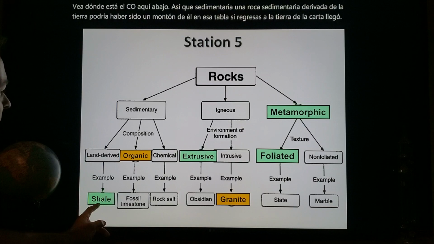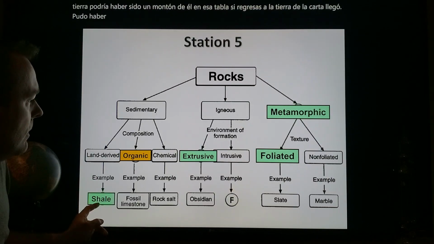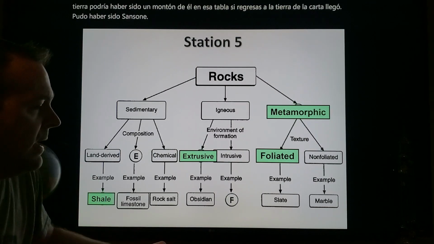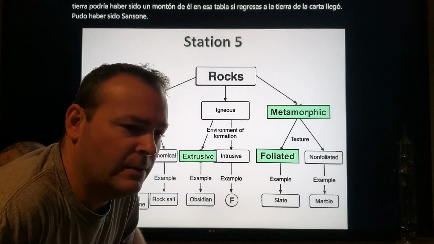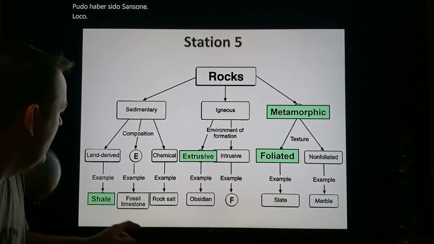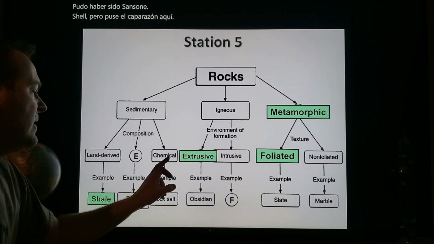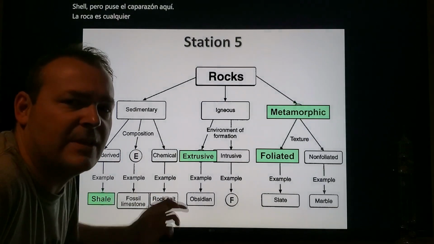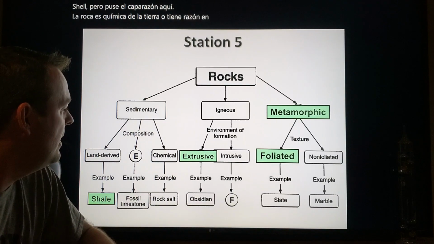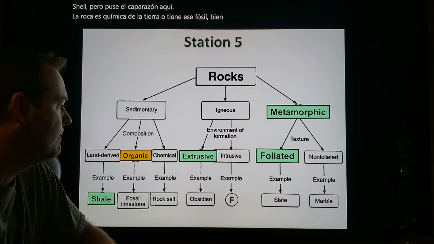Could have been sandstone. Oh, my clicker's going crazy. Conglomerate, shale, but I put shale down here. All right, E is next. Sedimentary rock is either land-derived, chemical, or it's got that fossil, right, that bioclastic nature, which would make it organic.